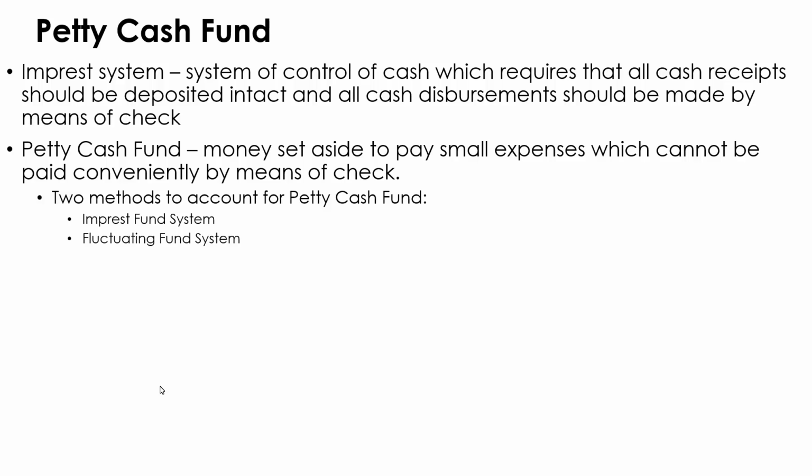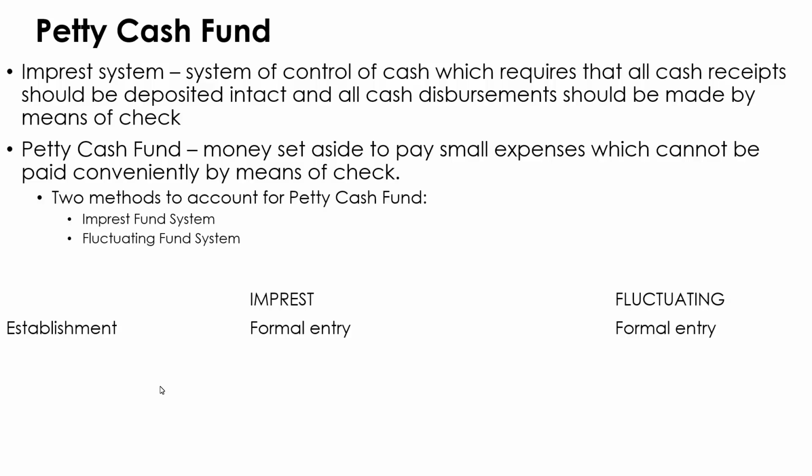One is impressed, second is fluctuating. So these are the differences in the journal entry for impress and fluctuating. The following are the events regarding petty cash fund. So first is the establishment. This is where you establish a petty cash fund. Both impress and fluctuating have entries, and their entries are the same.